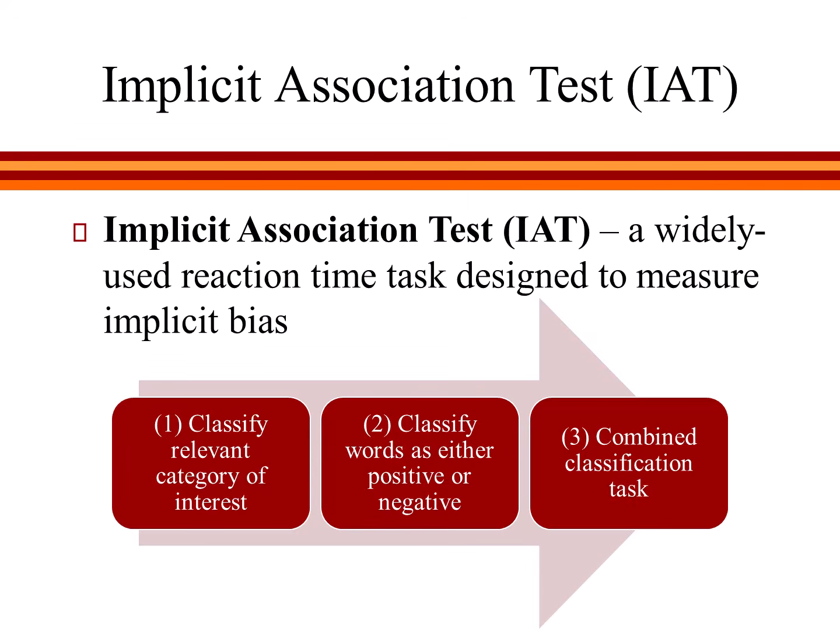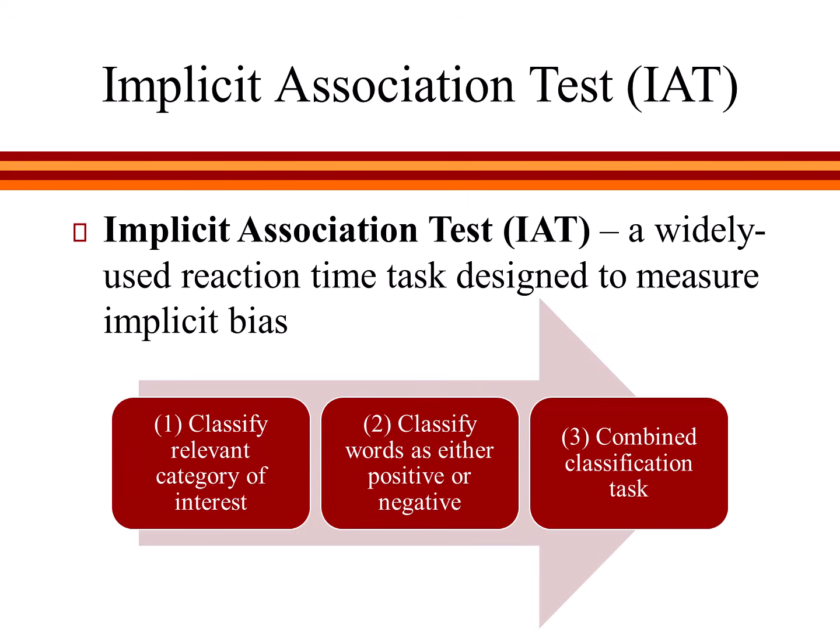First, participants are asked to categorize objects into two groups. So let's say that I wanted to measure your implicit preference for flowers versus insects. I could show you some words that relate to either insects or flowers, and you would have to press a different key on the keyboard depending on which group the word belonged to. Next, participants do the same categorization task again, but this time they categorize words as being either positive or negative.